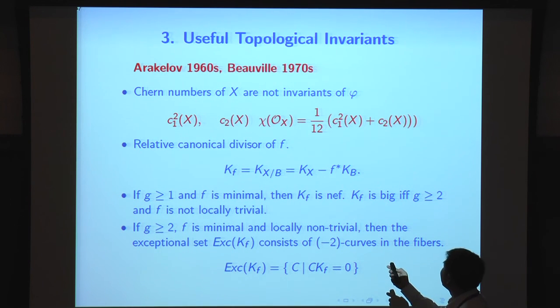Because this canonical divisor is very important for the family. So, for example, we can consider the exceptional set of this left and the big divisor, if the genus is at least two, defined like this. So, the behavior of the fibration depends on this set.